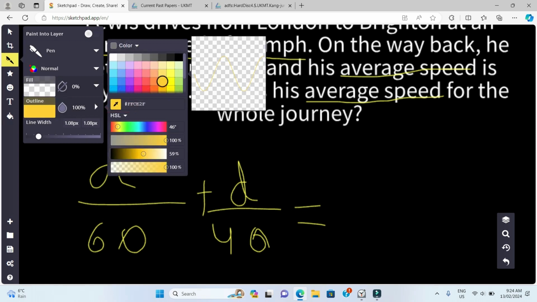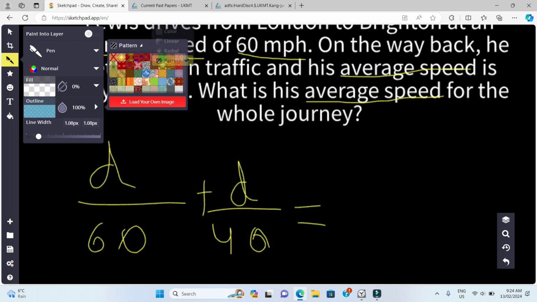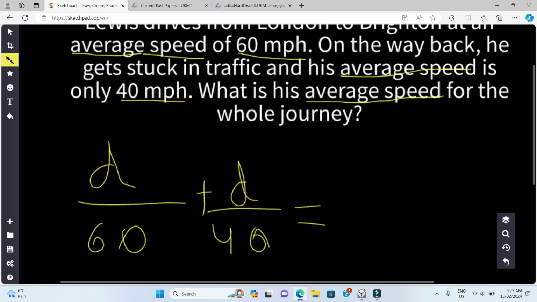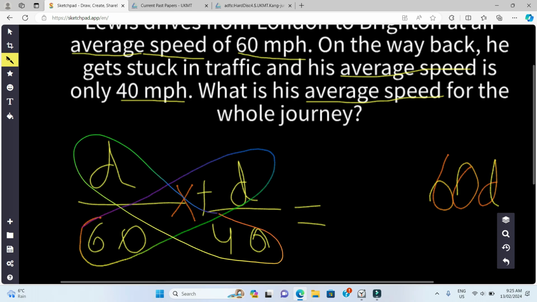Let me use another color so that we don't get confused. I will choose red. So guys, here we go. We do times. It's all about times here, and only one plus. 60 times D is 60D, and 40 times D is 40D. Actually, I have to do it the other way around, but it's fine. You get the answer and write the plus.